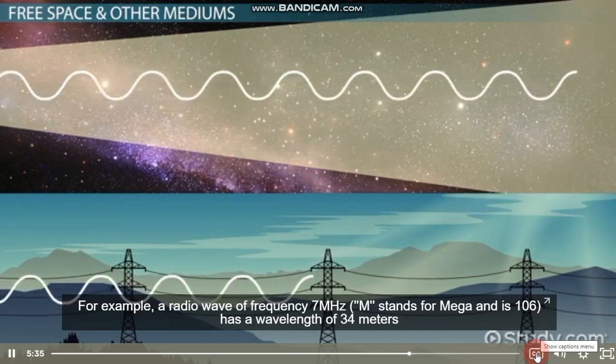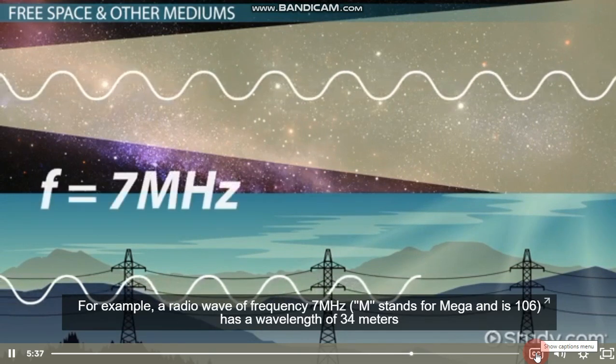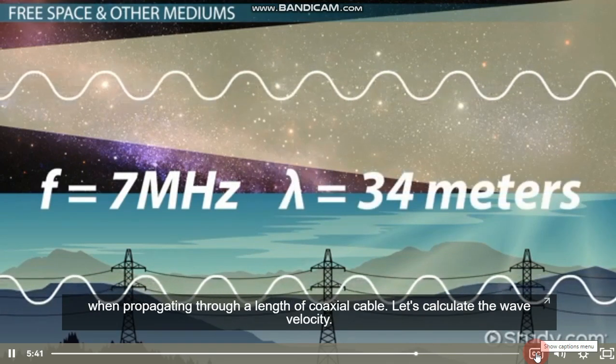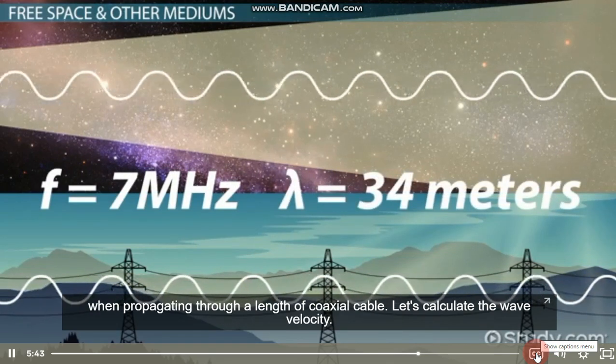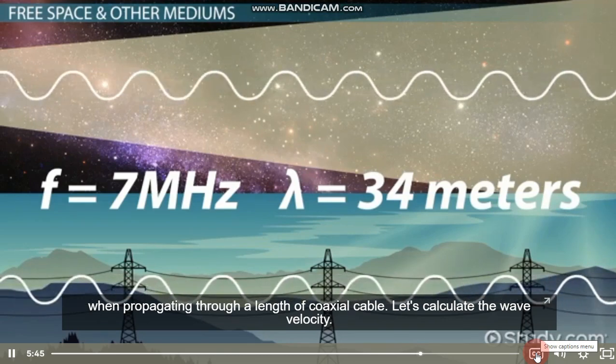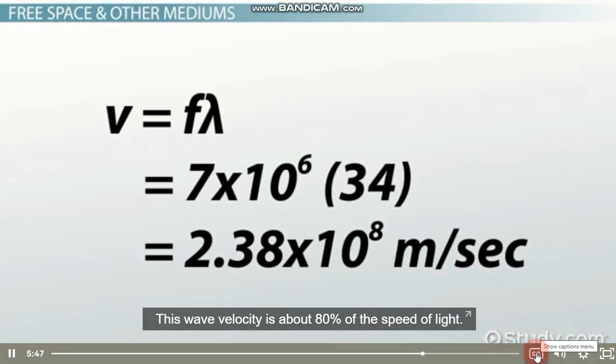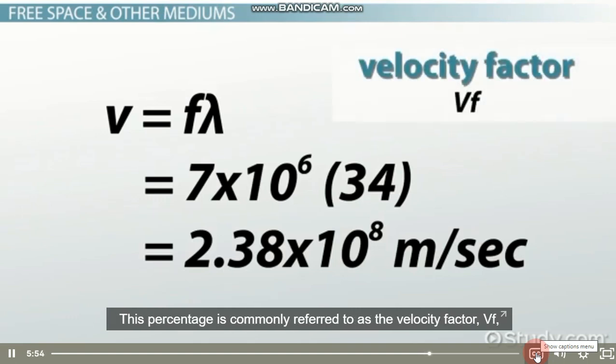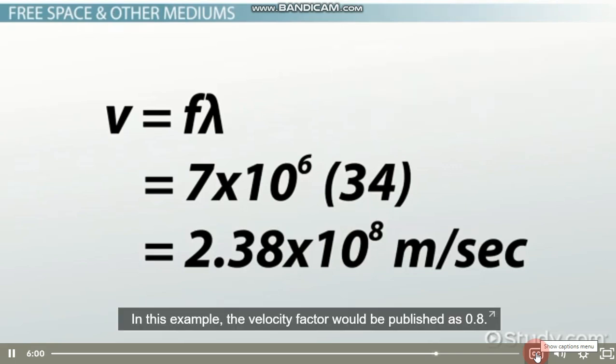For example, a radio wave of frequency 7 MHz has a wavelength of 34 meters when propagating through a length of coaxial cable. Let's calculate the wave velocity. This wave velocity is about 80% of the speed of light. This percentage is commonly referred to as the velocity factor, or VF, and is published by the manufacturer as a decimal number. In this example, the velocity factor would be published as 0.8.